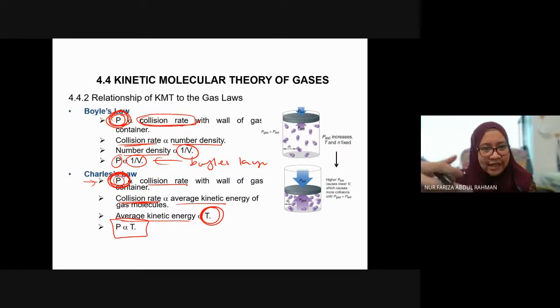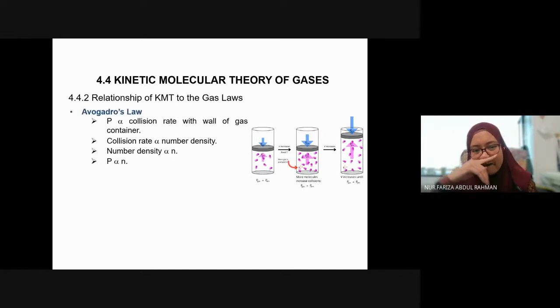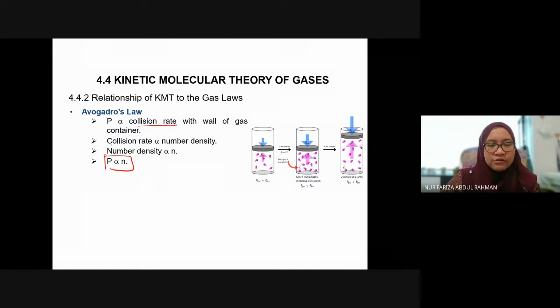See, it tallies, right? So same goes with Avogadro's here. Avogadro's is also the same thing. Collision rate with number density. Number density is directly proportional to N, the number of moles. So pressure will increase when N increases. N increases, P also increases. So this is Avogadro's law.